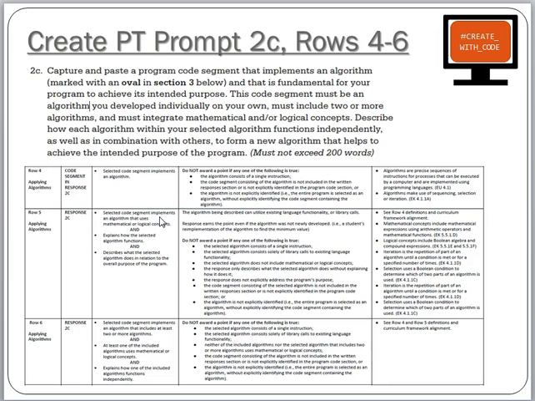It implements an algorithm that uses math or logic, and you have explained how the algorithm functions, and you've described what that algorithm does for your overall program. So the bar is higher. You've got 3 things to do to accomplish row 5. If you accomplish row 5, you will also have accomplished row 4, because by definition, you have done an algorithm and you've even gone beyond that.